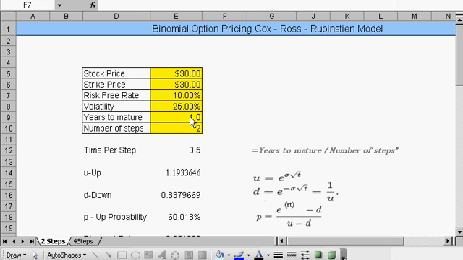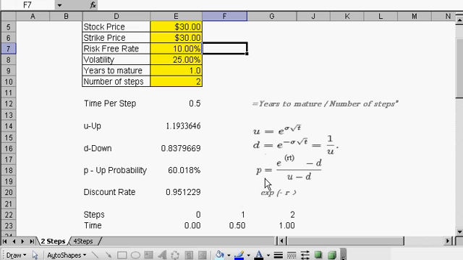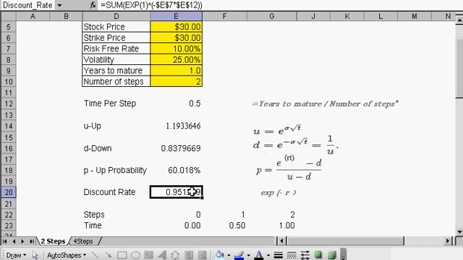And here's the formula. This formula is to get our up. We're going to include the volatility of the underlying asset and the square root of time. So that's the formula for up. Down is the inverse of up. P is this formula, e to the RT minus D divided by U minus D. That's our up probability. This is our discount factor, which is e to the negative RT.